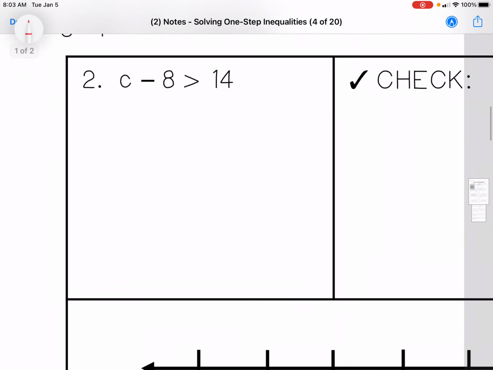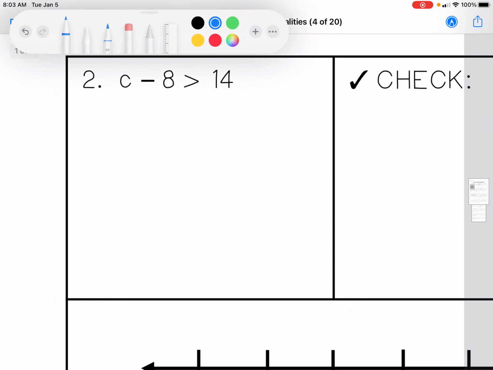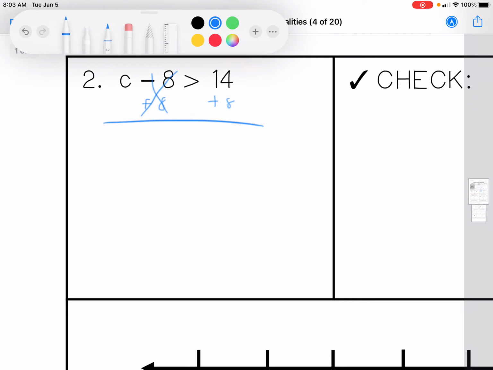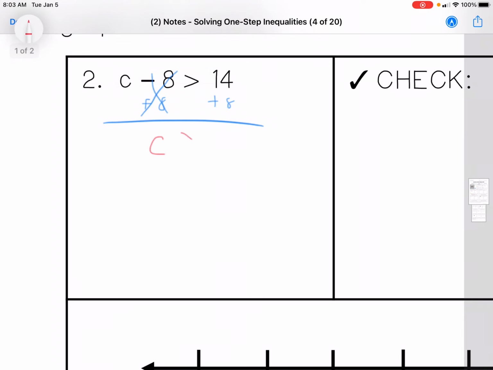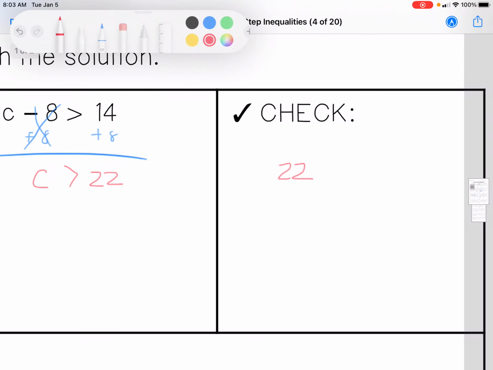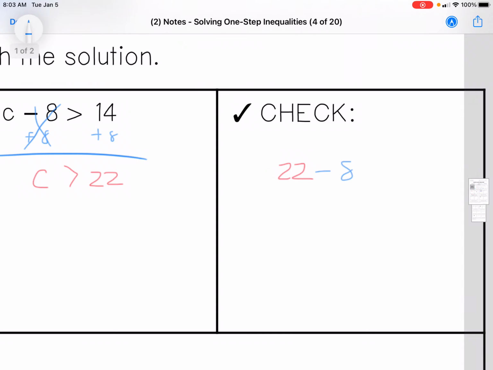Number 2, we're going to add 8 to both sides. Those cancel. You're left with c is greater than or equal to 22. You got to plug 22 back into the inequality to check your work. 22 minus 8.